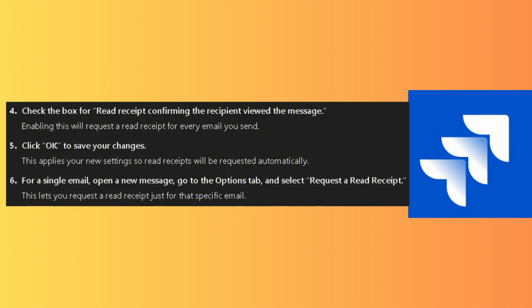For a single email, open a new message and go to the Options tab, then select to request a read receipt. This will request a read receipt just for your specific email. Now you know how to turn on Outlook Read Receipts.